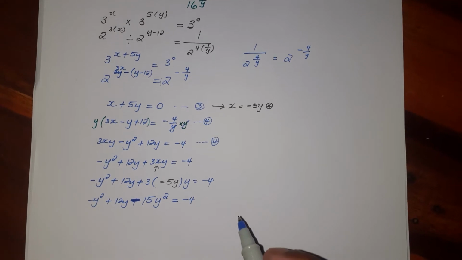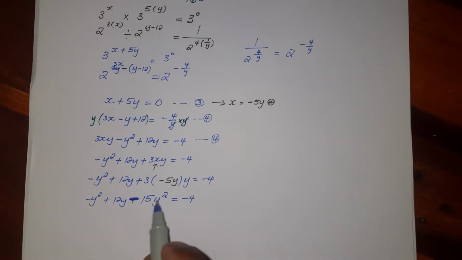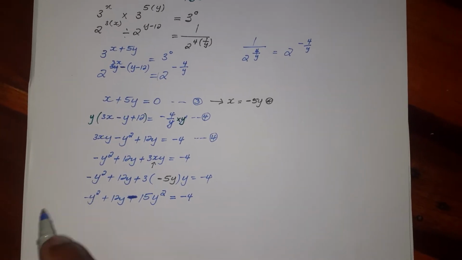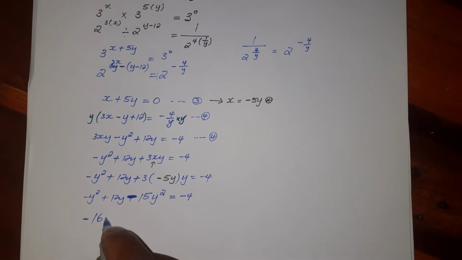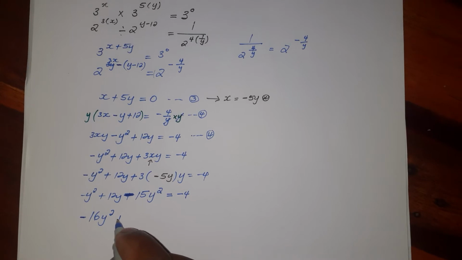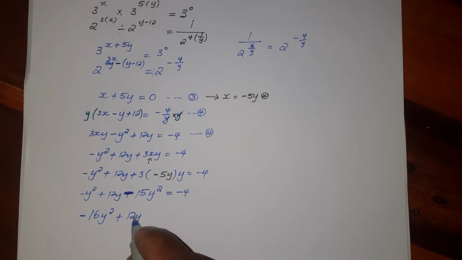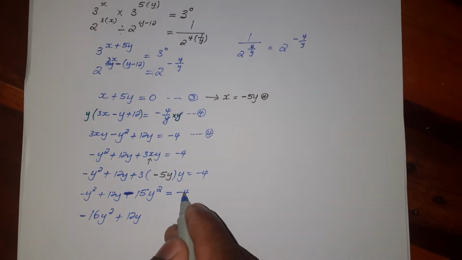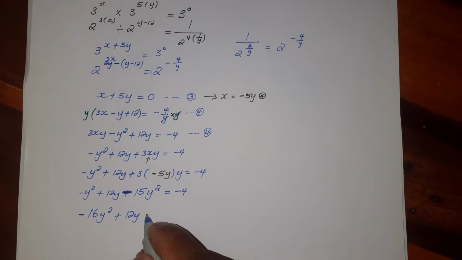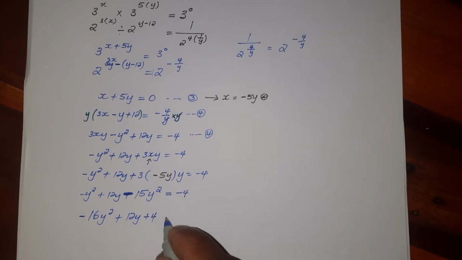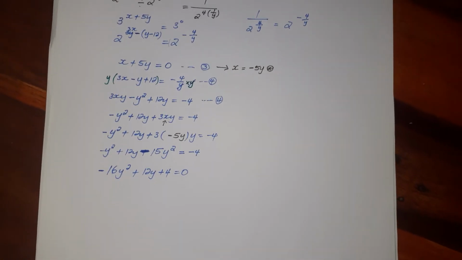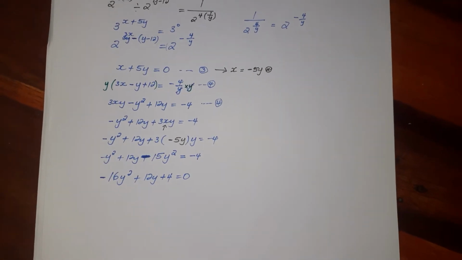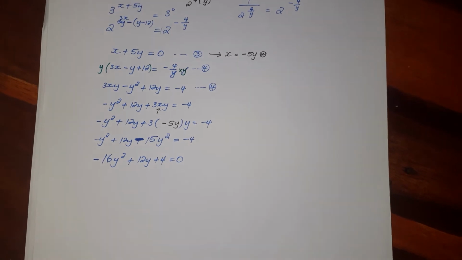Now what we can do here, since we have like terms, this and that, they are all negative, therefore we just add them, then we get negative 16y squared plus 12y. We can now bring this negative 4 to this side of the equal sign to become positive 4, and then we equate to 0, and that is the quadratic equation that we wanted to get.